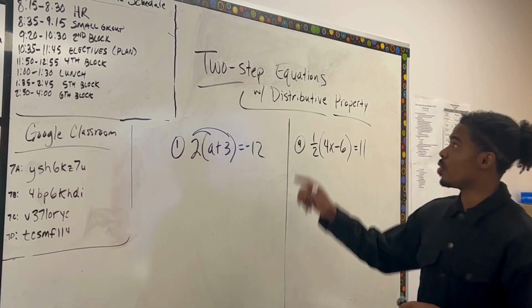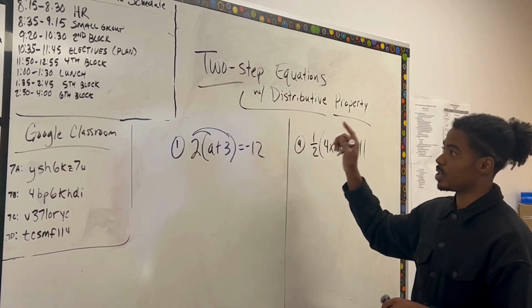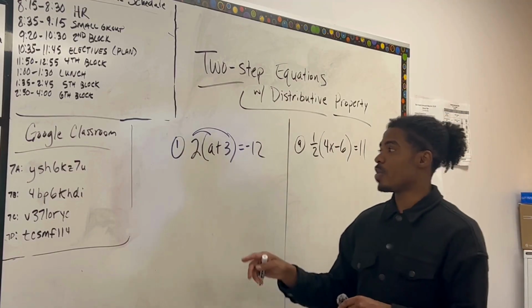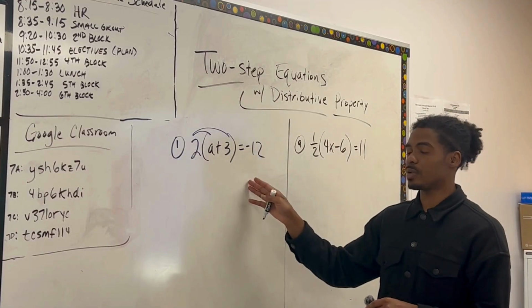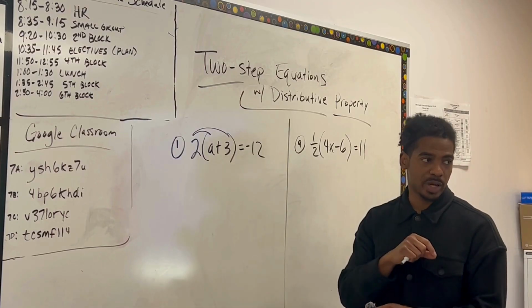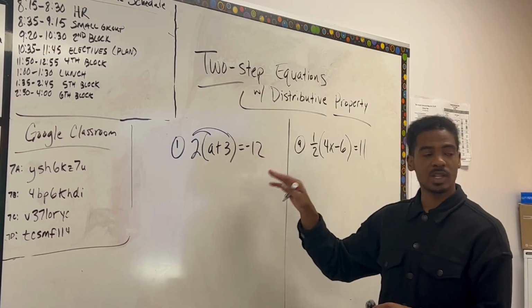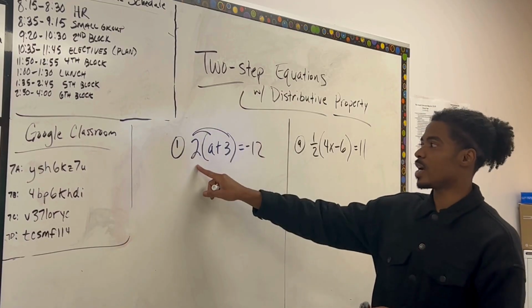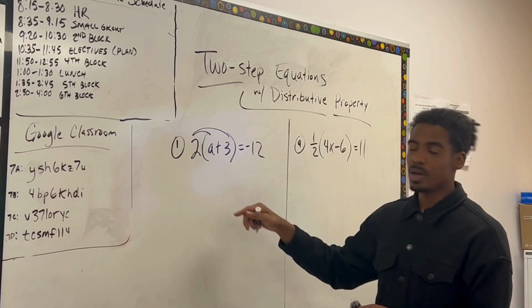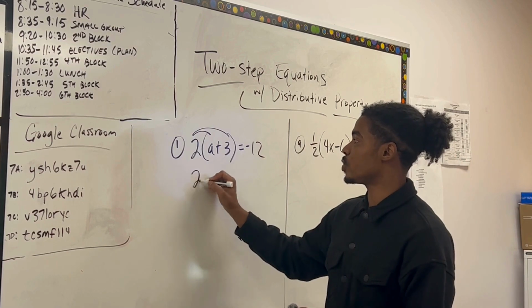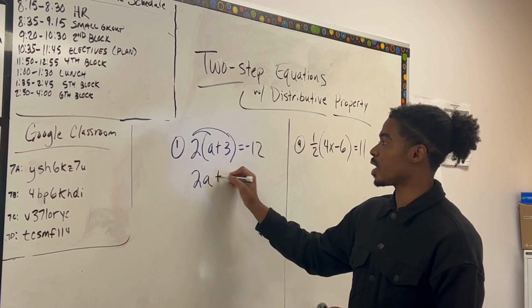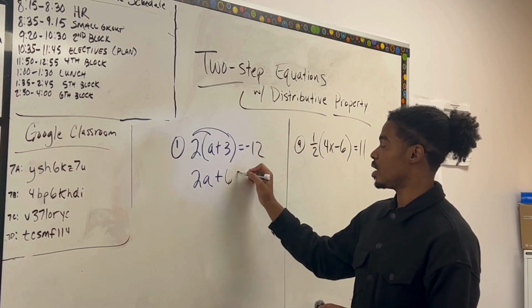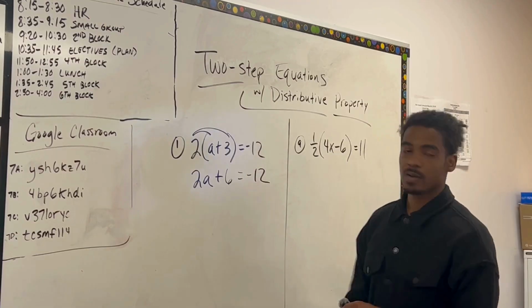All right, so we're gonna be working on the two-step equations with distributive property. Remember, the only difference between these problems and the ones that you have been doing before is you're gonna have to distribute and simplify before you solve for your variable. So we got a number outside of a parentheses. We're gonna distribute, right? That's gonna give us 2a, plus 2 times 3 is 6, equals a negative 12.